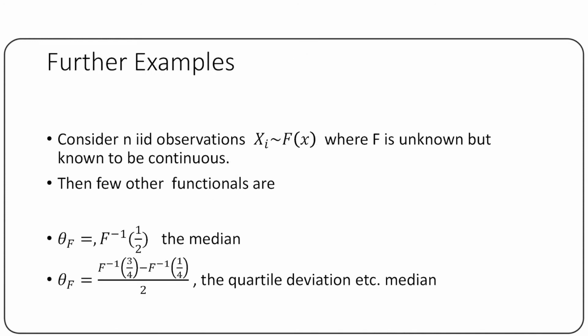Now, consider some other types of functionals. Suppose xi are IID observations from an unknown distribution function f, where f is unknown but known to be continuous. Then f inverse of half, that is the median, where script f is the class of all absolutely continuous distribution functions, is also a nonlinear functional. If we consider the quartile deviation, then the functional will also be a nonlinear functional.